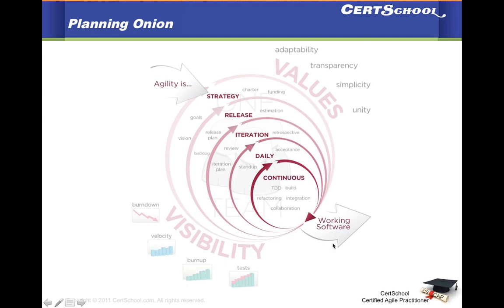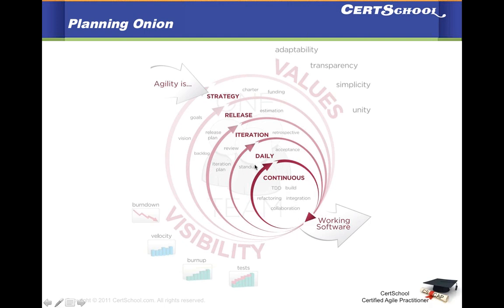All right, so just remember, this is the planning onion. Start from the strategy outside, where you have planning done maybe once a year, all the way down to continuous integration and test-driven development, which is at even finer than a daily level.